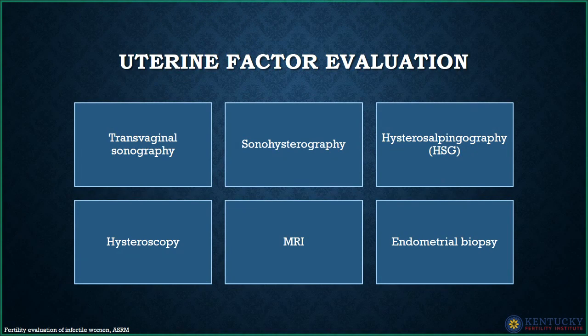MRI can be useful for adenomyosis and certain types of more complex congenital anomalies. And endometrial biopsy can be used for certain types of endometrial testing. That can be a way to screen for endometritis, but not going to be the most common thing we do.